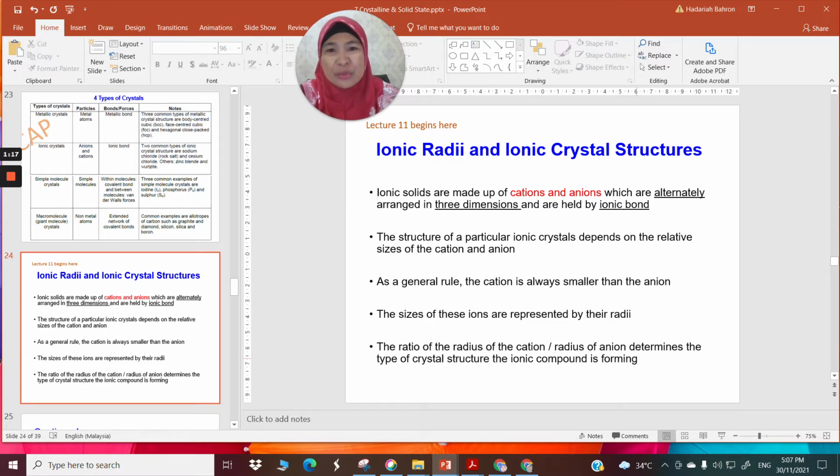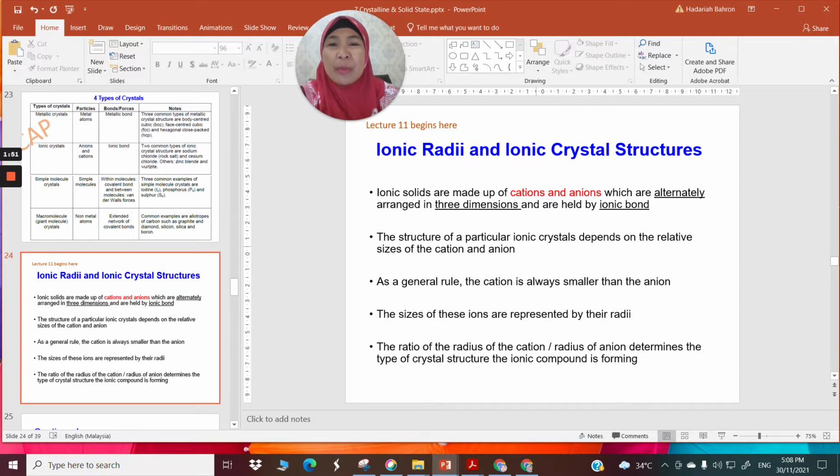Obviously, everybody knows when you have ions interacting together to form a solid, they make an ionic solid. Ionic solids are made up of cations and anions, positively charged ions and negatively charged ions, which are alternately arranged in 3 dimensions, and they are held by ionic bonds. Now, the structure of particular crystals depends on the relative sizes of cations and anions.